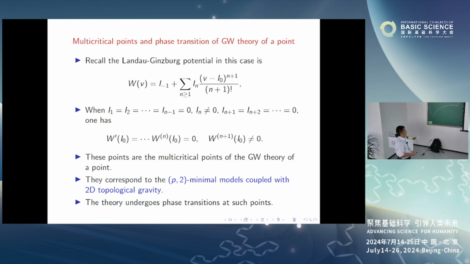They actually correspond to the minimal models. The (p,q) minimal model is coupled to topological gravity. p has to be an integer. These models were originally discovered in statistical physics, in lattice models, I think by some Soviet physicists, Belavin, Polyakov, and some other people. And later on, the coupling with topological gravity was also studied.